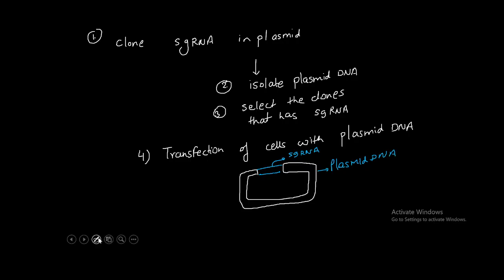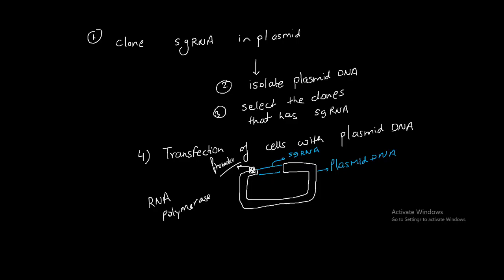Now what will happen in your cells? There will be the RNA polymerase. Okay. So this RNA polymerase and this sgRNA should be downstream of the promoter region. So let's say this particular region is your promoter region, just upstream of the sgRNA sequence.